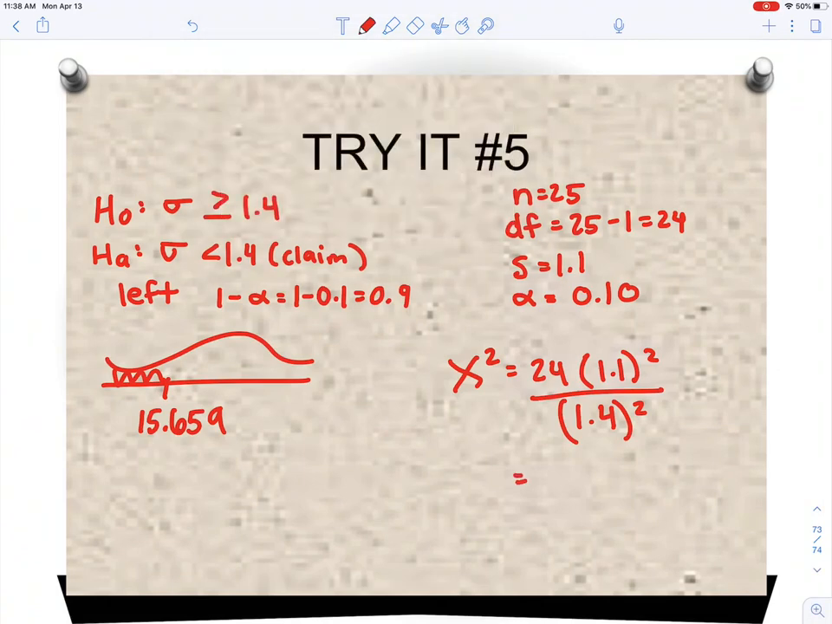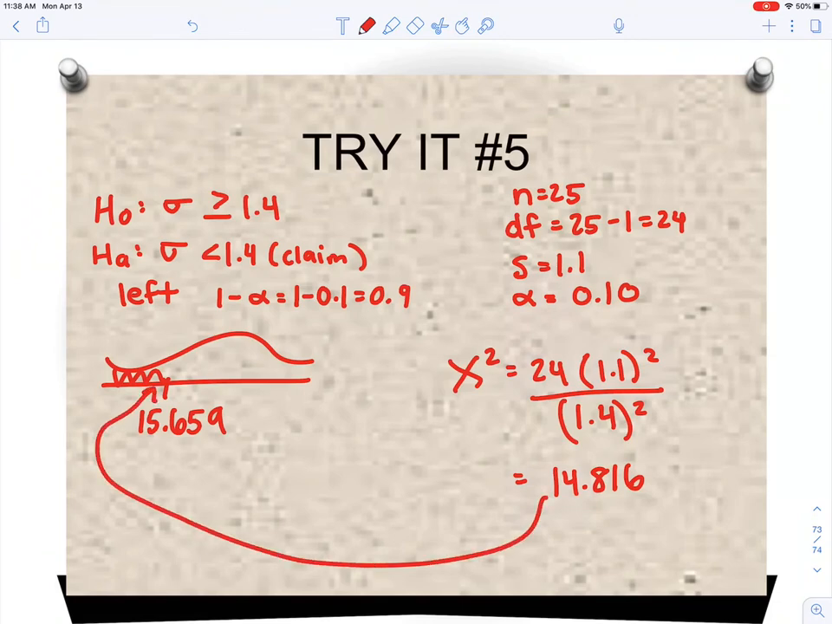So I'm going to plug that in to find 14.816, which is right there. It is in the rejection region. So I would reject H sub O, and I could say at, in this case, it would be 10%. There is enough evidence to support the claim because I threw out H sub O.